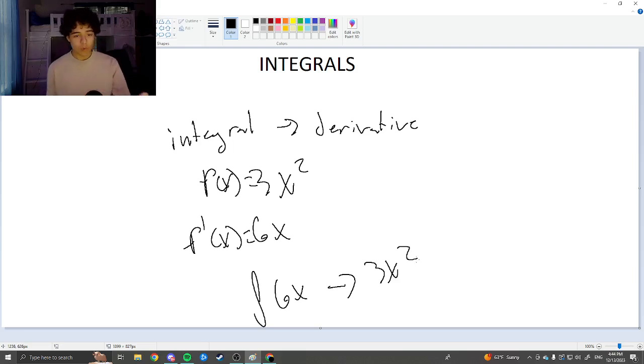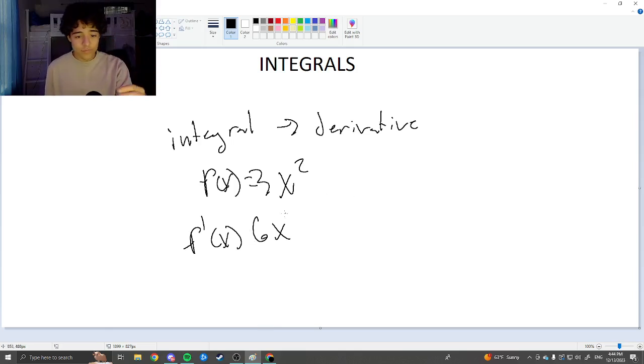This is so random, I know, that the area under the curve would be the opposite thing of a derivative. To be honest, I don't know why it works, but it just works. So an integral is the opposite of a derivative, or an anti-derivative is what it's called.